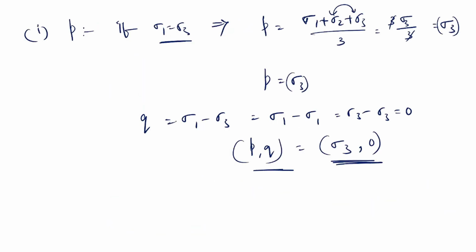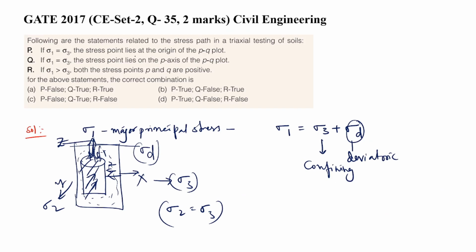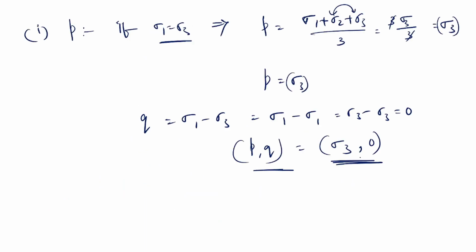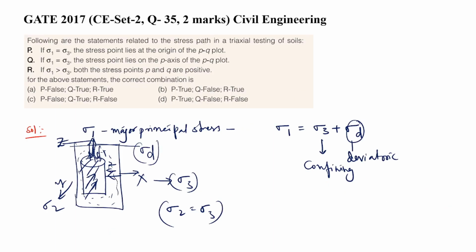Now what is said? If they are equal to each other, the stress point lies at the origin. It will not lie at the origin. It will lie on the P axis, because Q is 0 since both are equal, and we have to subtract. That is the formula. And P is the mean. If you take the mean, you will get some value. So what about the second? Sigma 1 equal to sigma 3, the stress point lies on the P axis of the PQ plot. It's right, but the first is wrong. So the first is false and the second is true.